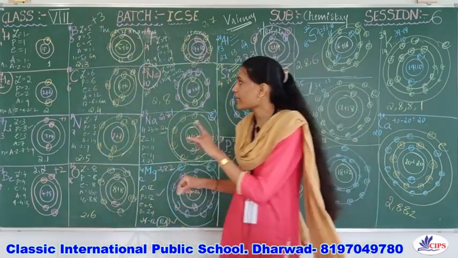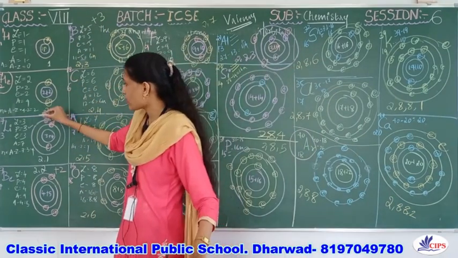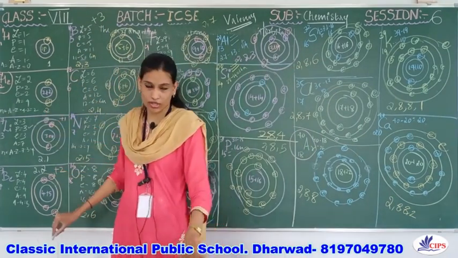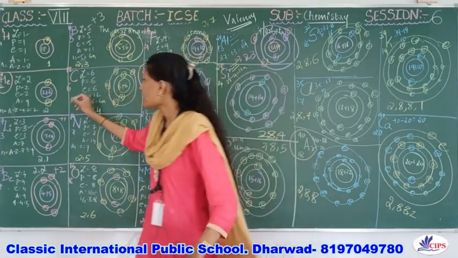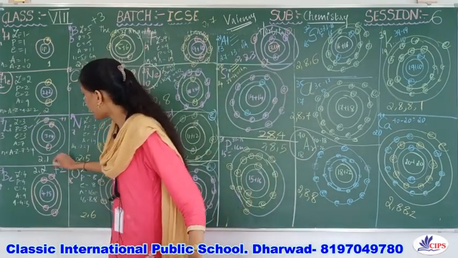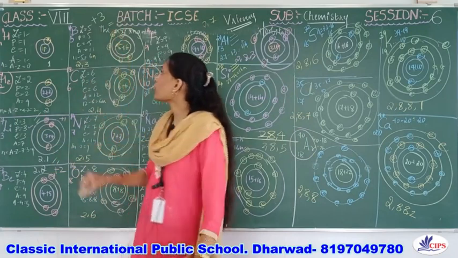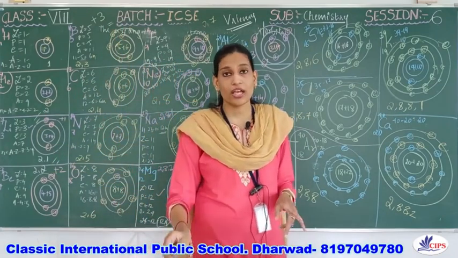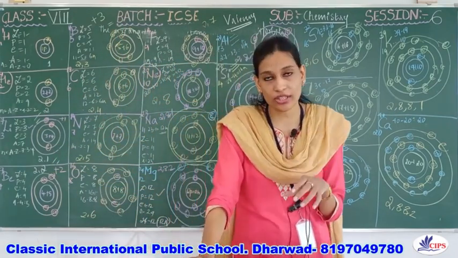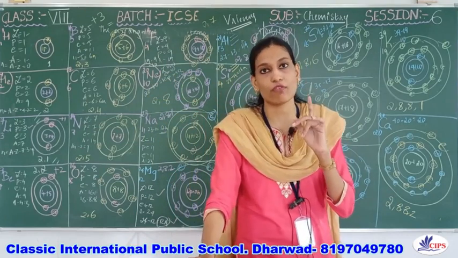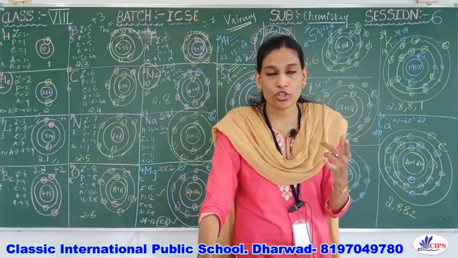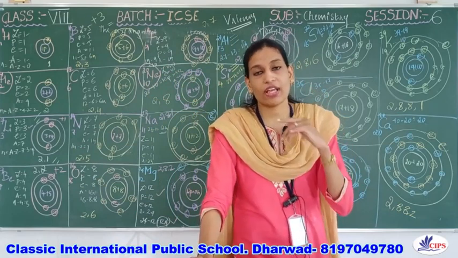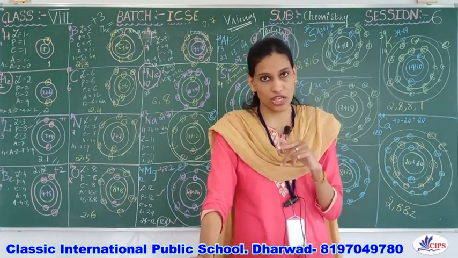So students, see here, those elements which have lost electrons, say lithium, beryllium, boron, have acquired a charge on them. If they have lost 1 electron, plus 1 charge. If they have lost 2 electrons, plus 2 charge. If they have lost 3 electrons, plus 3 charge.